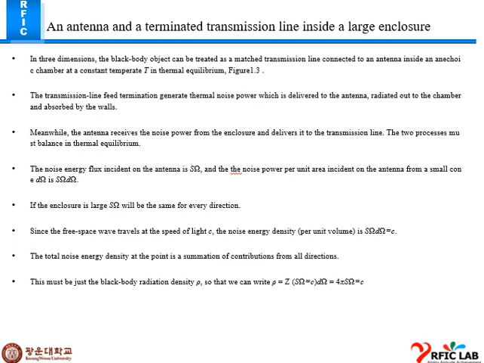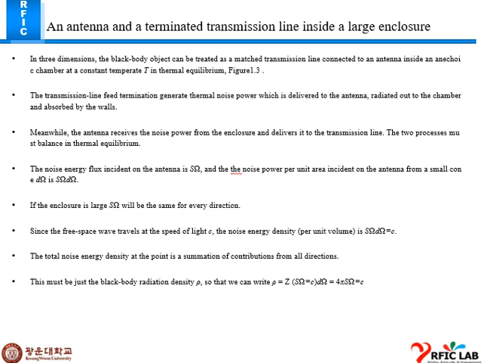There are three dimensions, as you've seen in that figure. The object can be treated as a matched transmission line connected to an antenna inside an isothermal chamber at a constant temperature T in thermal equilibrium. The transmission line generates thermal noise power, which is delivered to the antenna and radiated out of the chamber. Meanwhile the antenna receives noise power from the enclosure and delivers it to the transmission line. The two processes must be balanced in thermal equilibrium.